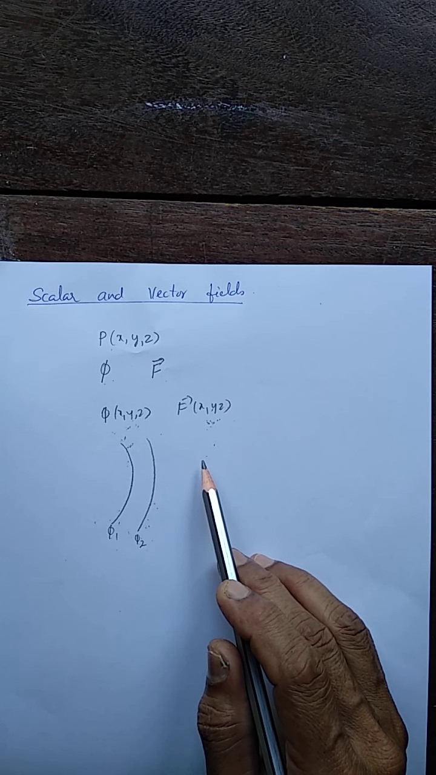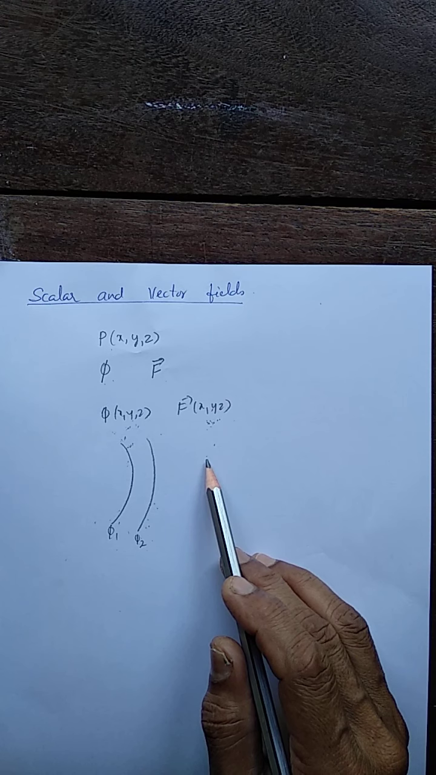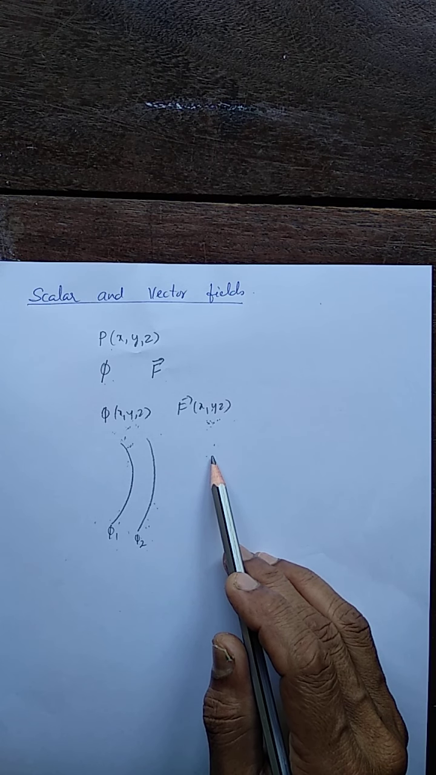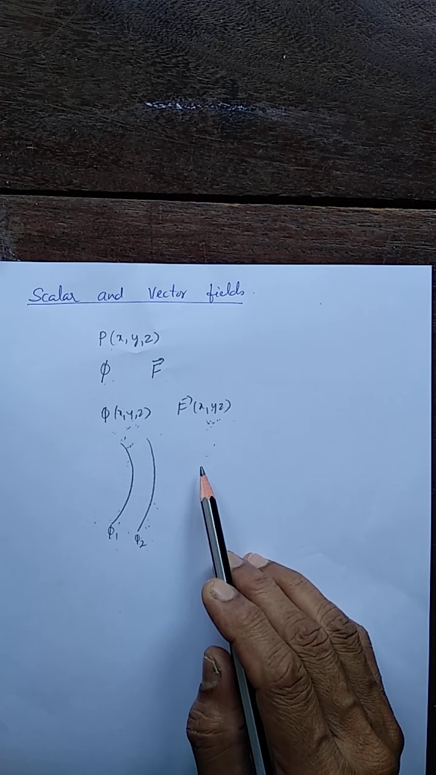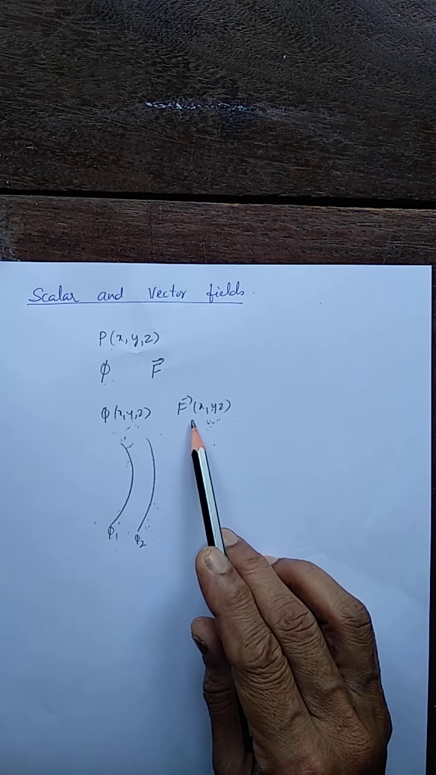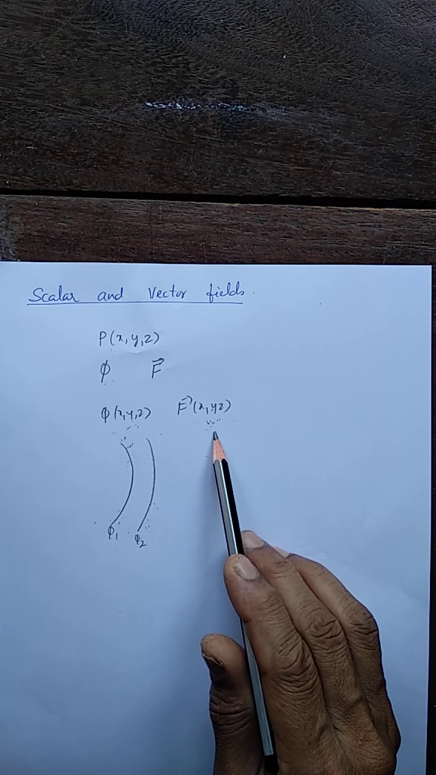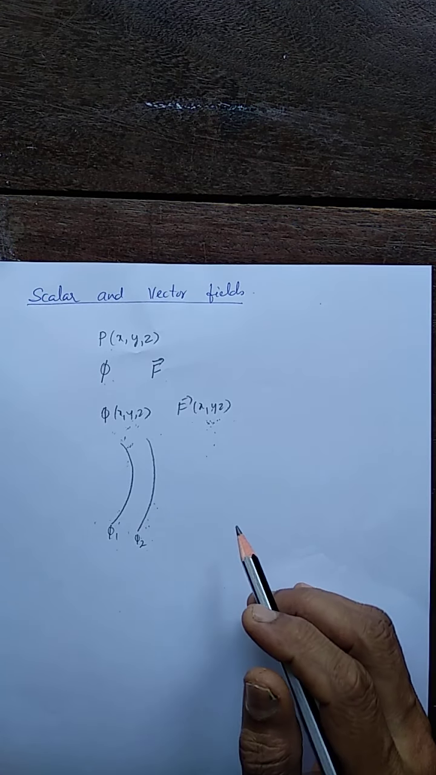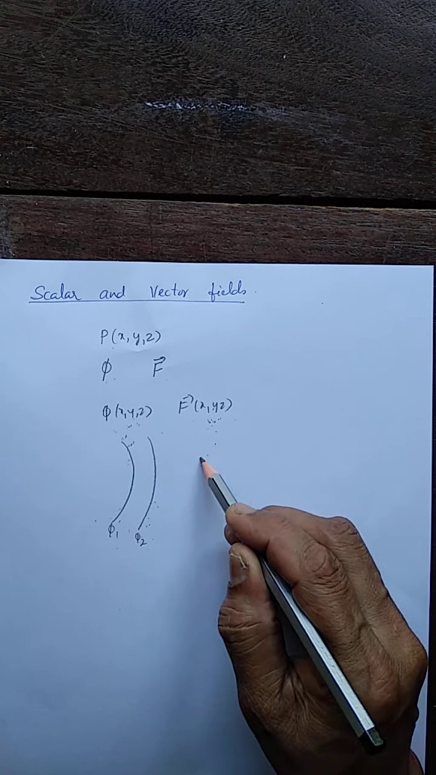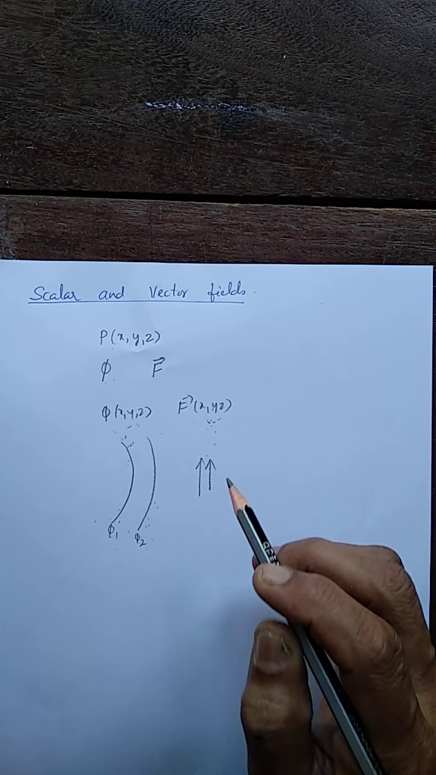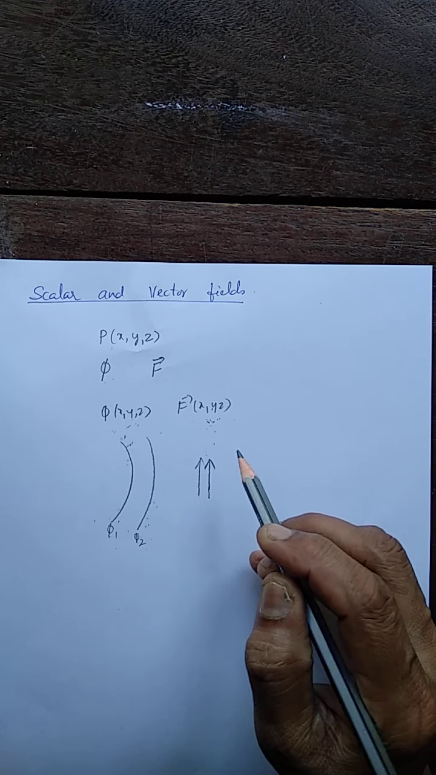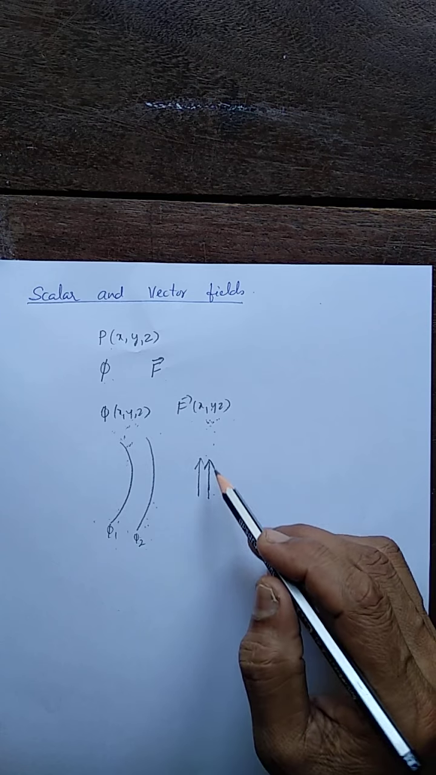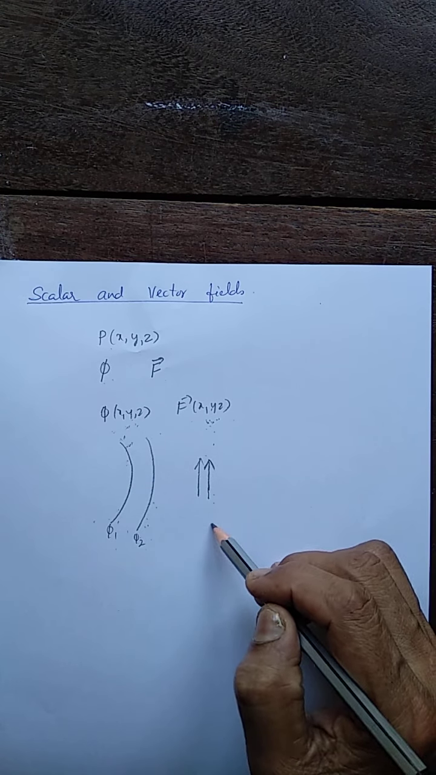Similarly, the electric field intensity, magnetic field intensity, gravitational field intensity, all these are examples for vector fields denoted by the function f of x, y, z. And the vector field is always represented by a line. In case of electric field and magnetic field, these lines are called the lines of force. The vector field is represented by a line vector.